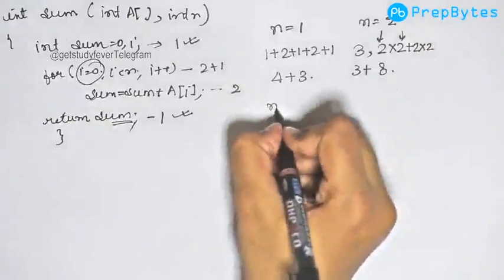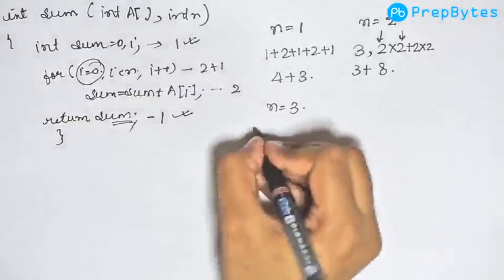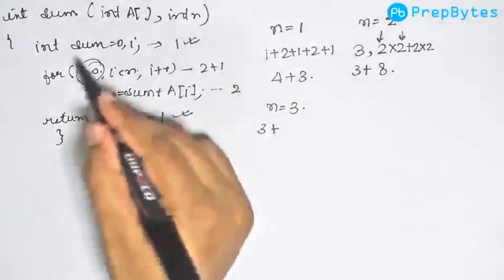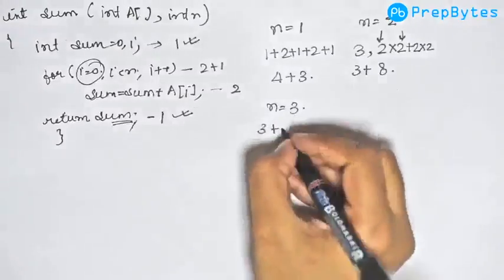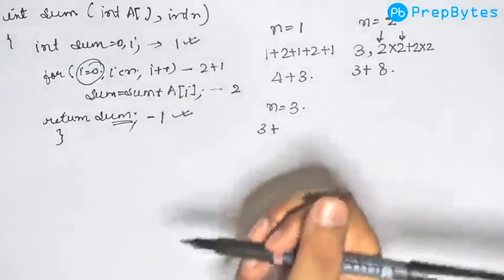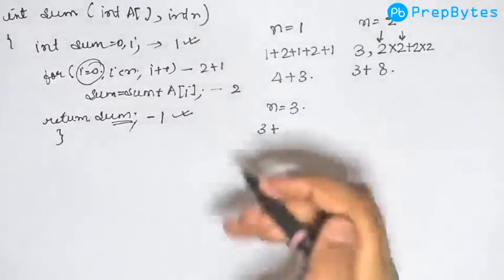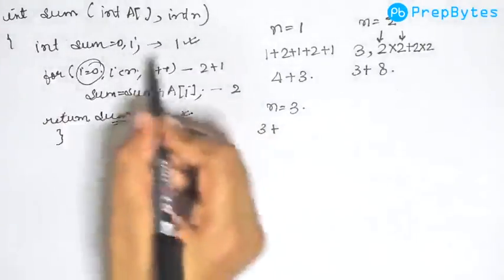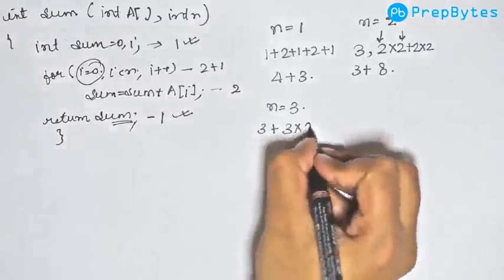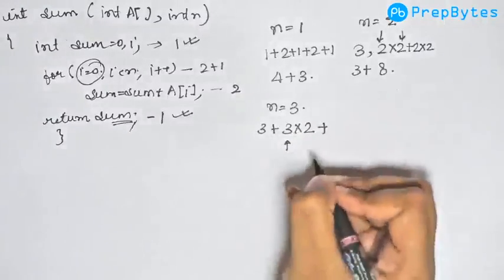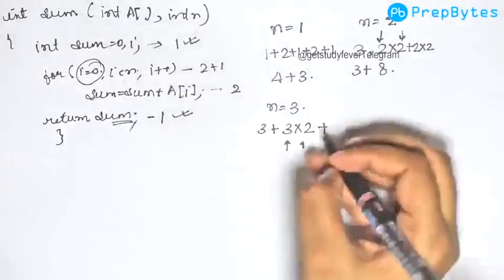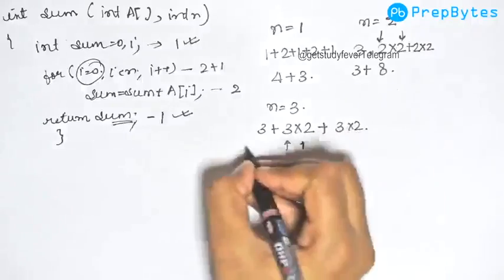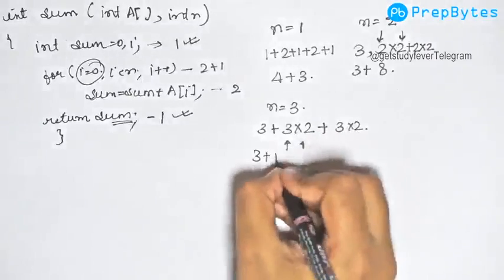Now when n is equal to 3, what happens? Again this 3 remains constant. This loop will run 3 times, and the number of operations in each run is 2. So the total time taken by this particular loop will be 3 into 2. This is the number of times the loop is running, and this is the number of operations. And similar is the case with this. This will also take 3 into 2. So this will be 3 plus 6 plus 6, that is 12.